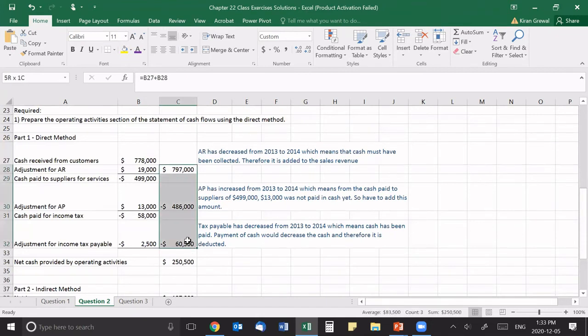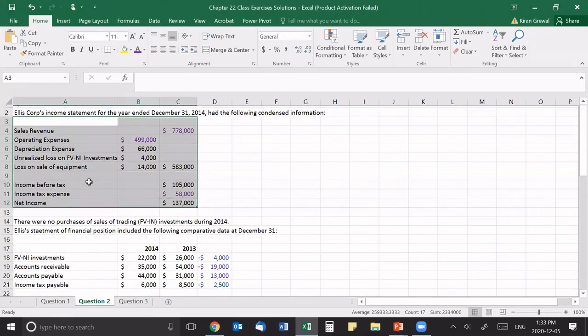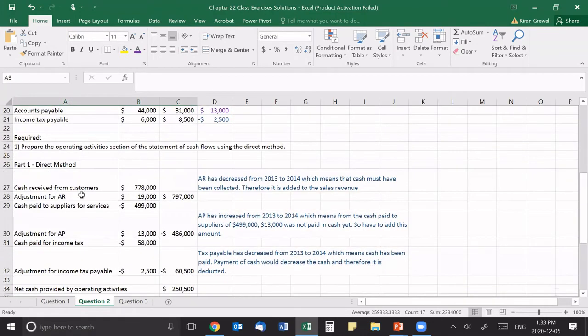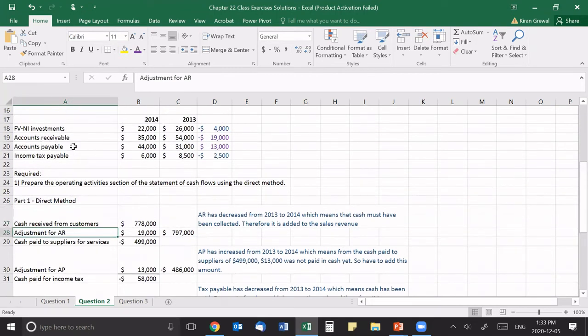Then we can add all these three up: cash received from customers, adjusted for AR, cash paid to suppliers, adjusted for accounts payable, cash paid for income tax, adjusted for tax payable. And if we just add all these up, then the net cash provided by operating activities is 250,500. Okay, so that's how we have to deal with the direct method. Anything that affects cash on our income statement, we have to move into the direct method under its own section, and then adjust for any working capital accounts, any current assets and current liabilities that relate to the amount on the income statement.